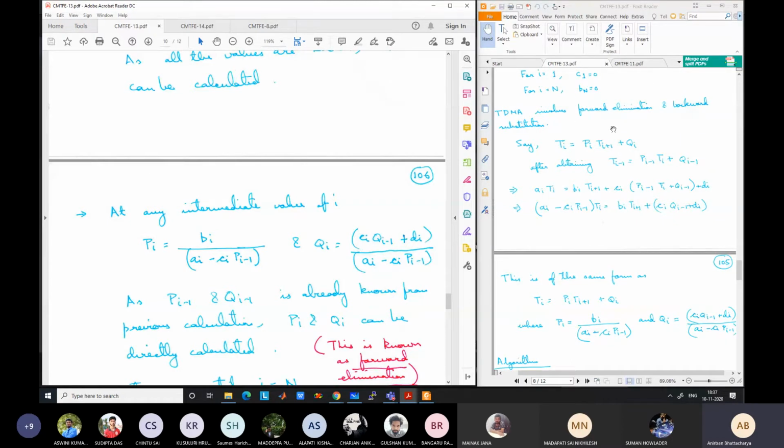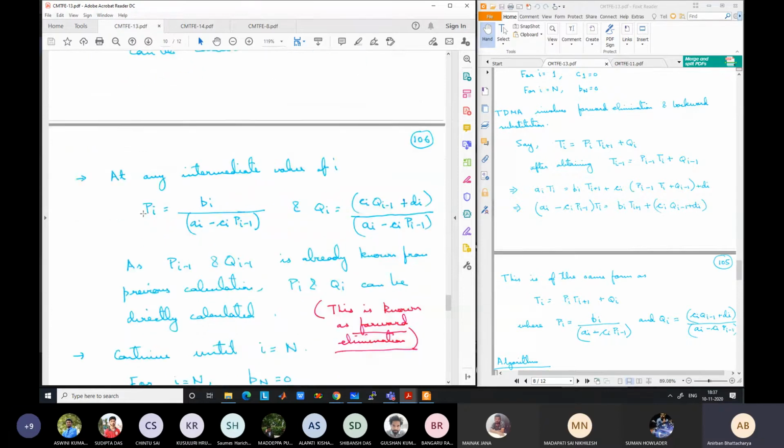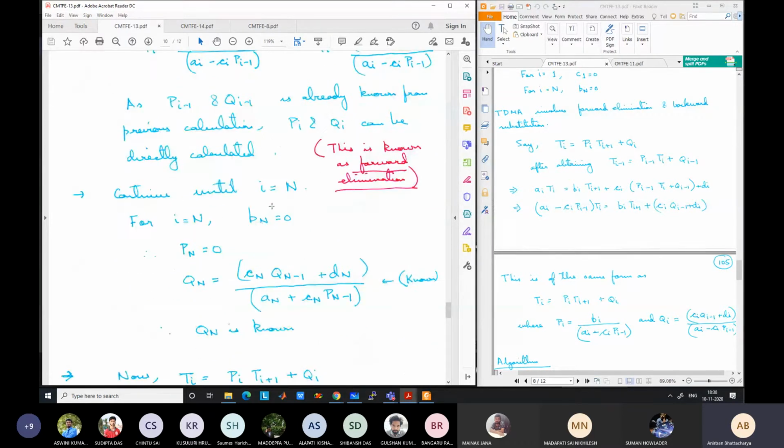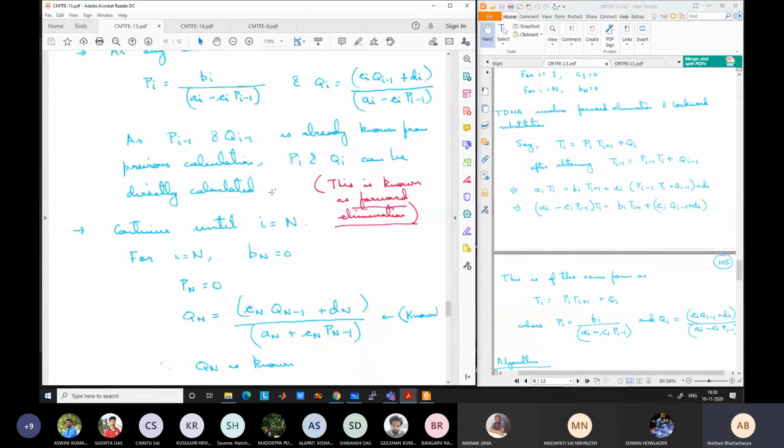There are two steps. The first step is known as forward marching or forward elimination, and the second step is known as backward substitution. For any intermediate value of i, Pi can be calculated based on Pi minus 1 and Qi minus 1. As Pi minus 1 and Qi minus 1 are already known from previous calculation, Pi and Qi can be directly calculated. We'll continue up to i equal to n.